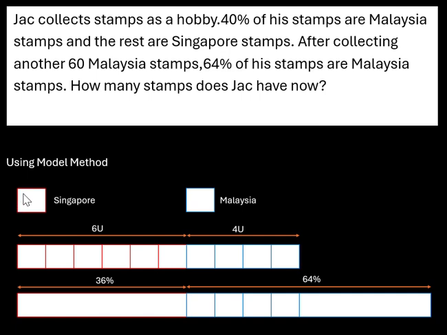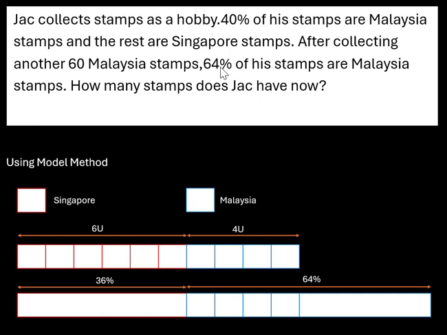Okay, so assuming I have this red box that represents Singapore and the blue one that represents Malaysia. It started with 40% of his stamps being Malaysia stamps and the rest Singapore. So if you go by unit, it means that 4 units are Malaysian and 6 units are Singapore stamps. Then next, he collected another 60 stamps, which is represented by this long box.